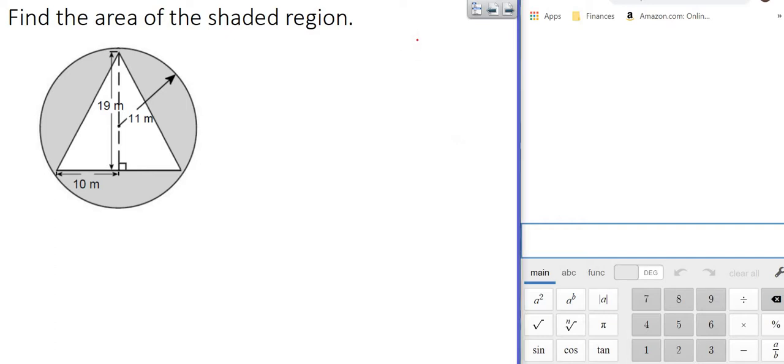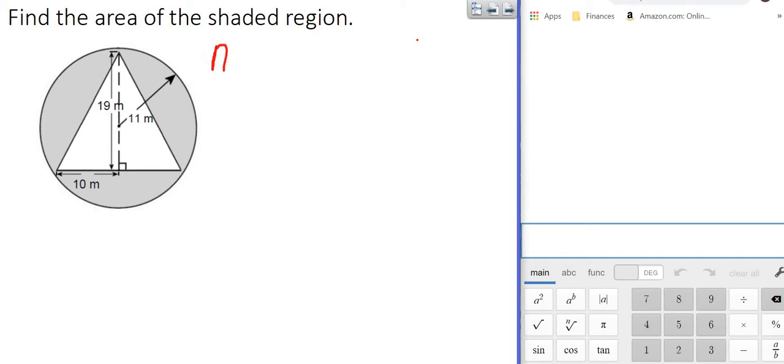Okay, everybody, this one's going to be a little bit harder than the last one we did. This says find the area of the shaded region. The difference is the triangle isn't set directly in the middle of the circle, so we're going to have to deal with some other stuff. So the first thing we're going to do is write down what we see.